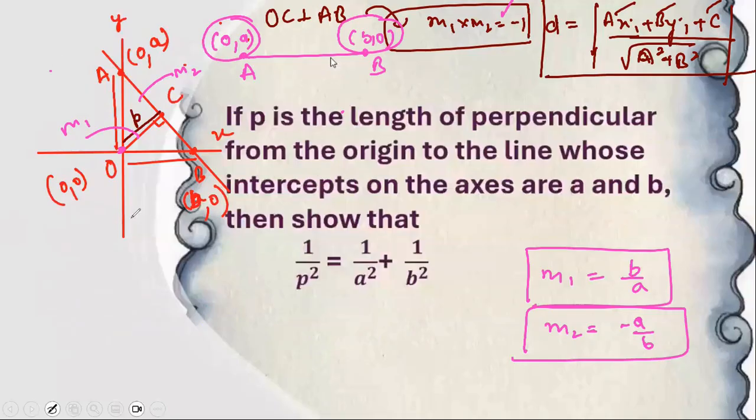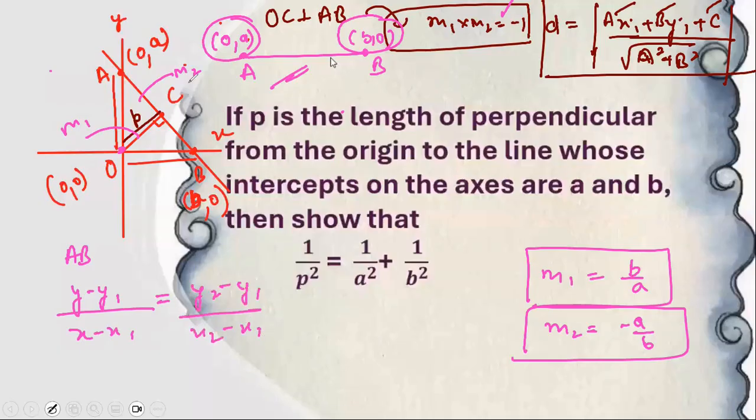Okay, so let's find out the equation of AB now. If you see the line AB, you have both the coordinates. When we have both the coordinates, it's easy to find the equation of the line. We have the direct formula: (y minus y1) over (x minus x1) is equal to (y2 minus y1) over (x2 minus x1), right? I have taken this one as x1, y1, and this one as x2, y2.